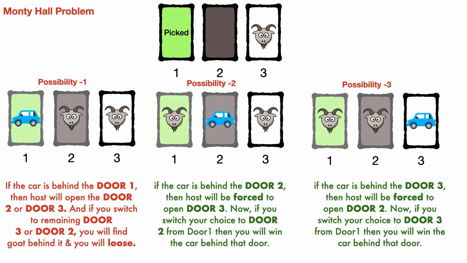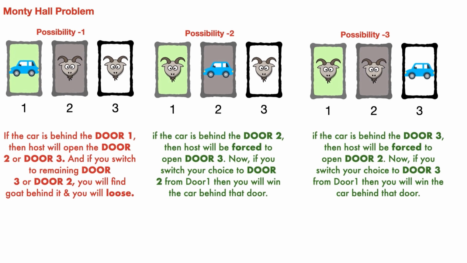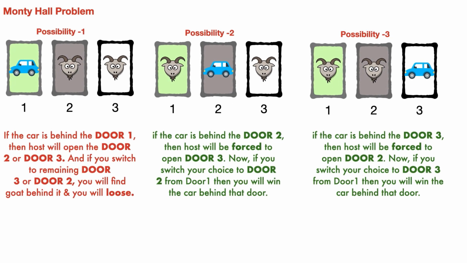So out of three possibilities, in 2 you will be winning the game show if you switch your choice. The probability of winning the game show is 2/3. And if you stay with your first choice, then the probability of having the car behind the selected door is 1/3.